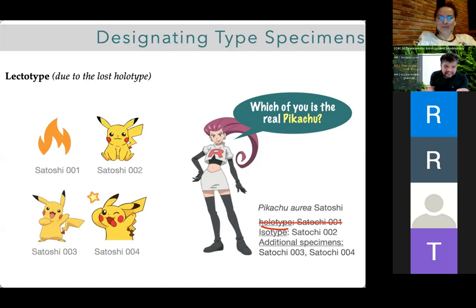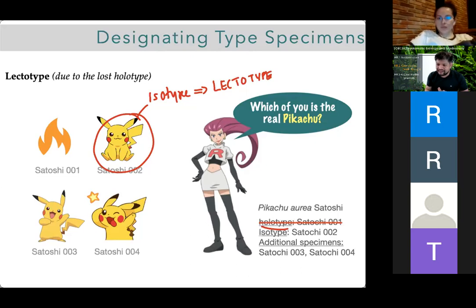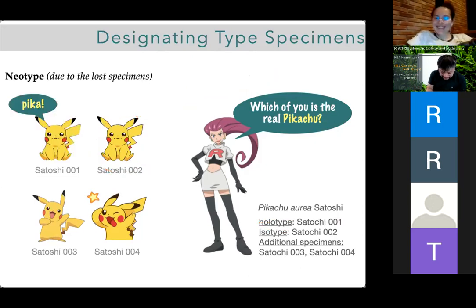So Jessie can pick the new type from the rest of the specimens. She can pick even this one. She can pick the isotype here. And now the isotype becomes the new lectotype for this species. So that's lectotype. Lect means having to select from existing original specimens that the author named. Burn in hell. People really are into this burning animation.